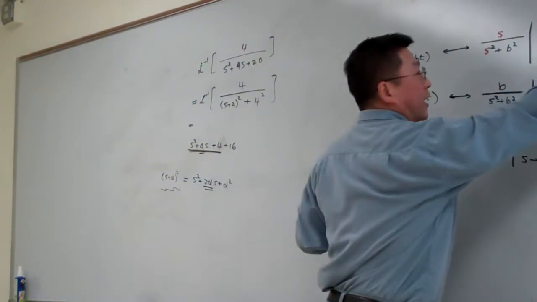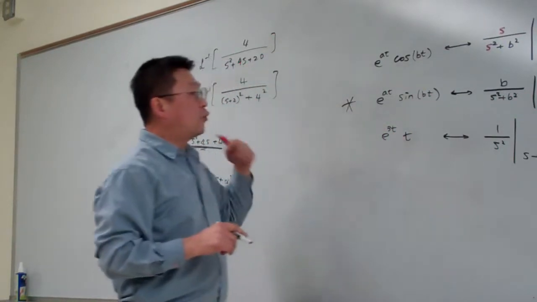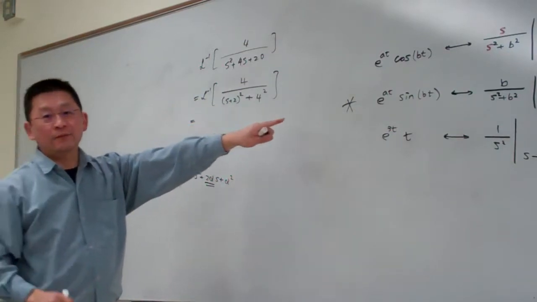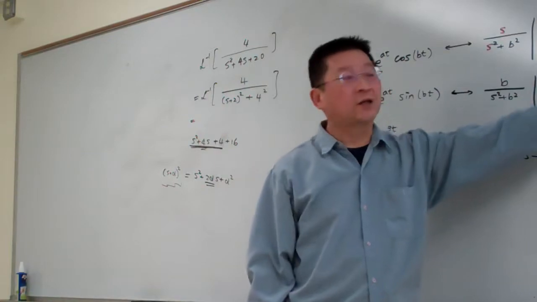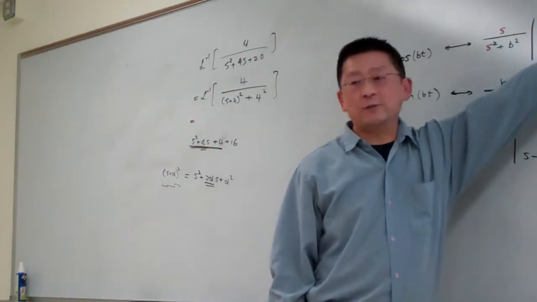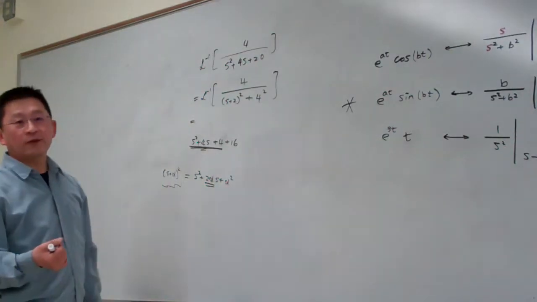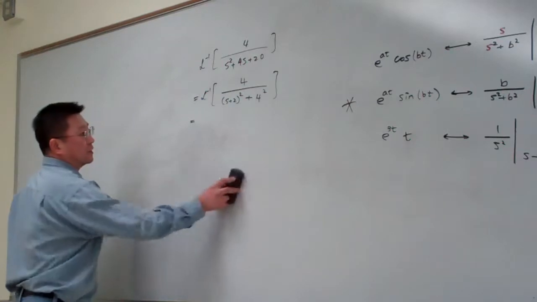So here is s, this is a constant. So basically you should expect that once it is inverse transformed, it must be a sine, because sine comes with a constant numerator. Cosine always comes with s multiplied by certain coefficients. Okay? Okay, so now we continue.